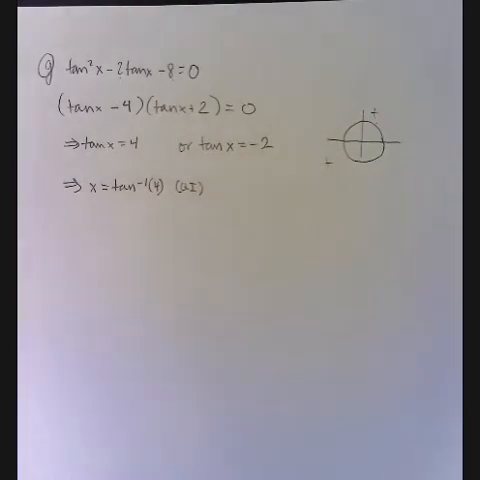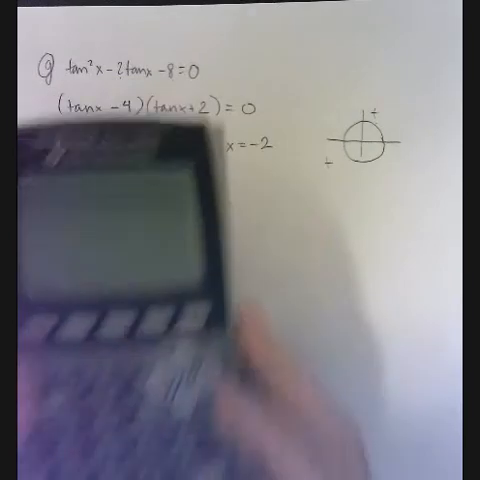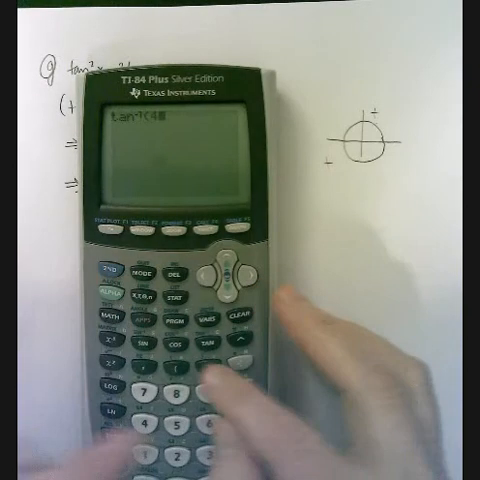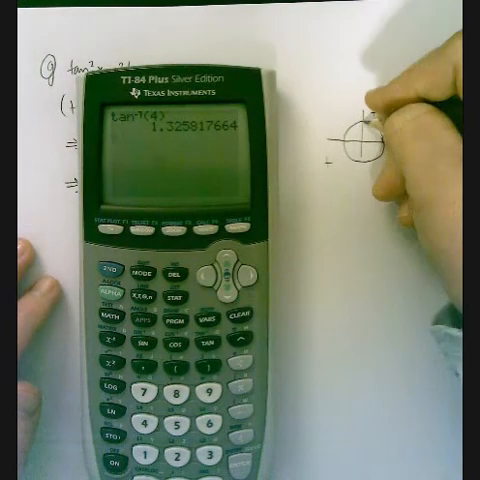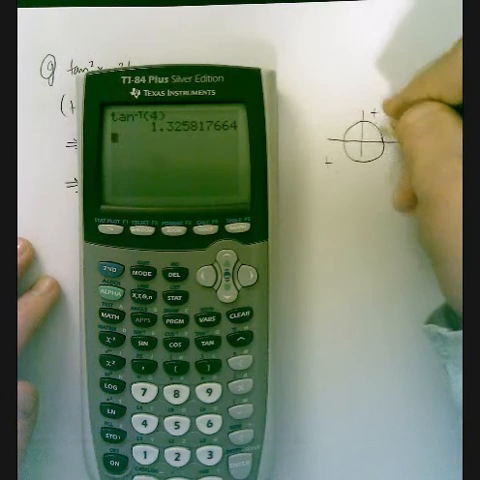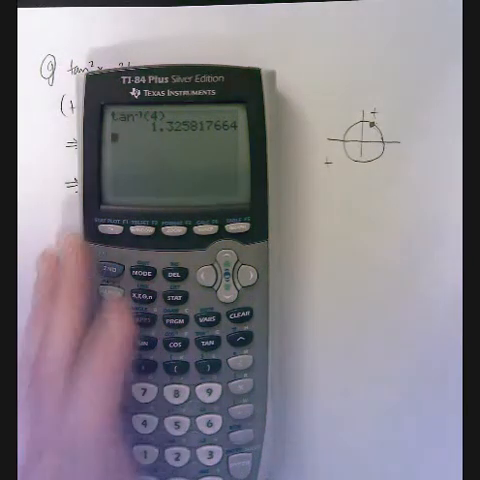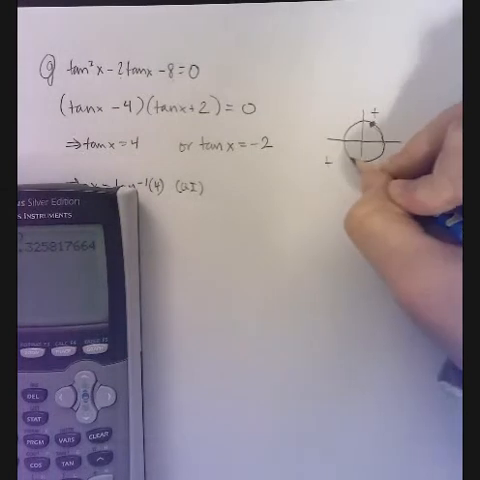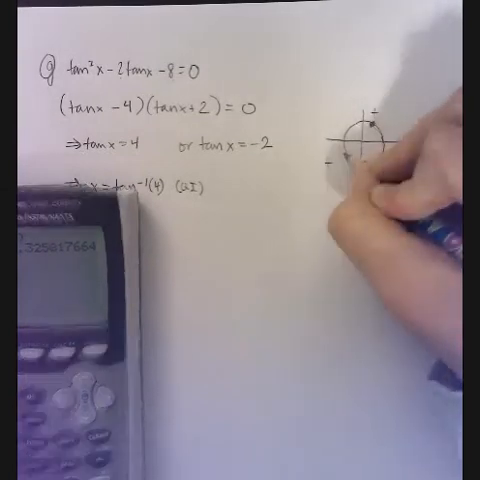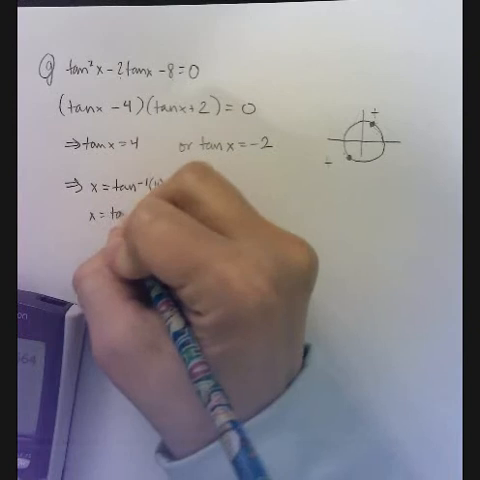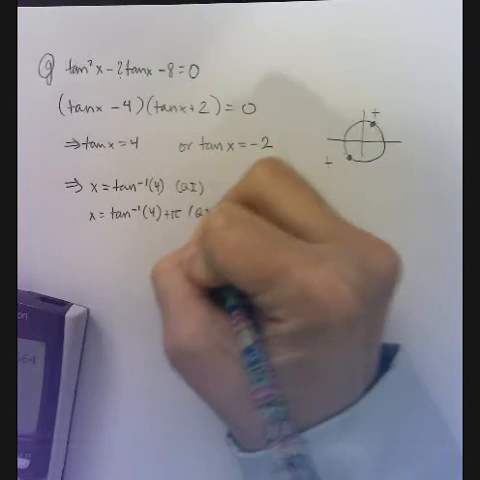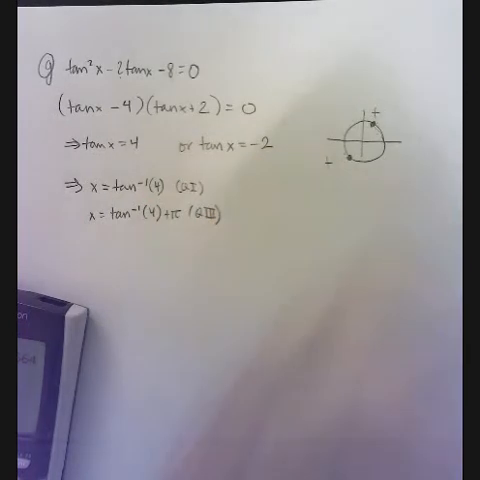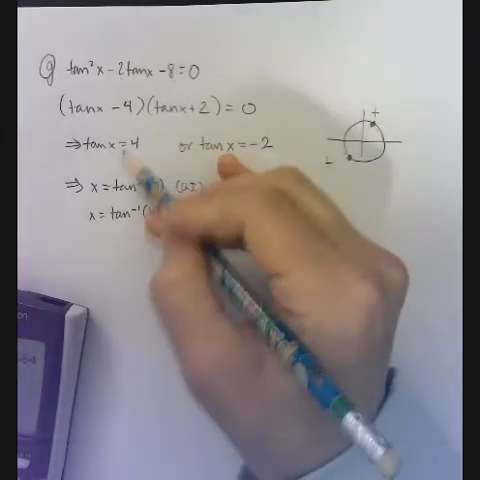In fact, I thought I had my calculator. Here it is. So make sure you're in radians, but if you do tangent inverse of 4, it's about 1.32. Remember that pi over 2 is about 1.57, so it's somewhere here, just estimating. And this other solution over here would be pi units away, so we could just add pi to that. That would be our quadrant 3 solution. Okay, so those come from there.